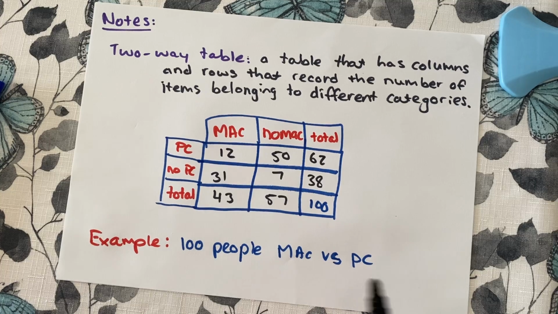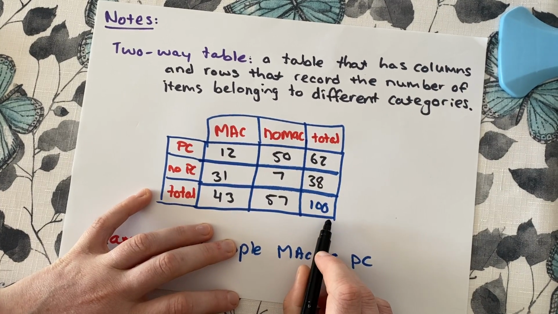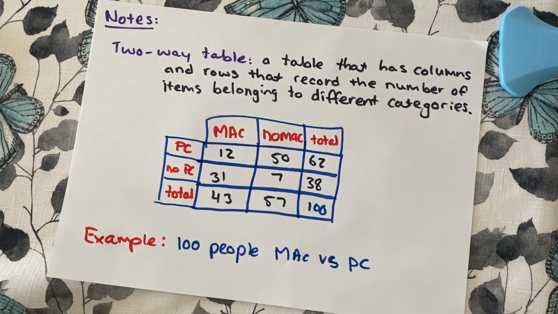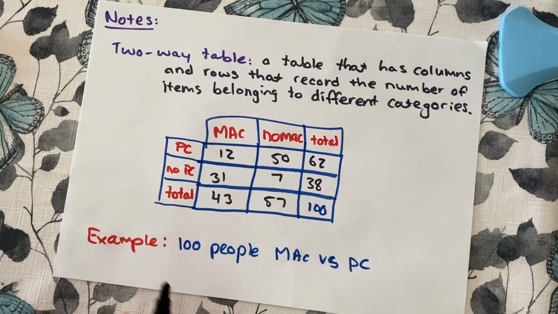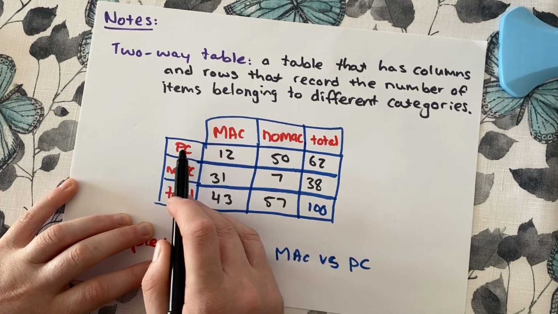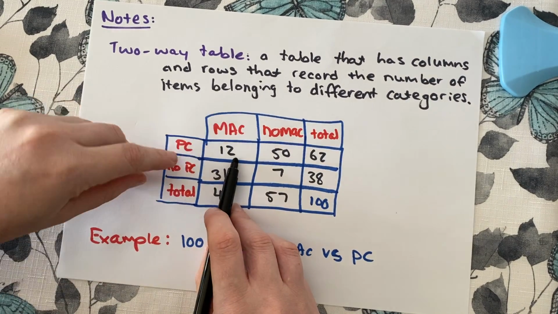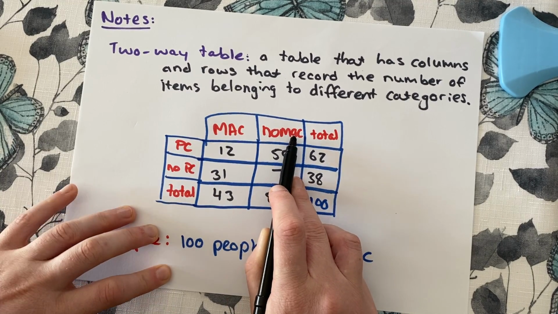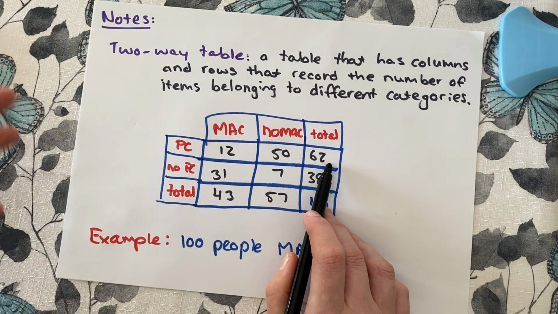Okay, so the things to look for in a two-way table. Down here, this bottom corner in the right is always the total of how much all up. If we read across here, this tells us the people who own a PC. This first one here tells us that they own both a PC and a Mac. Then this one here tells us a PC but no Mac. Then overall, the total of people who own a PC. So 62 people own a PC.